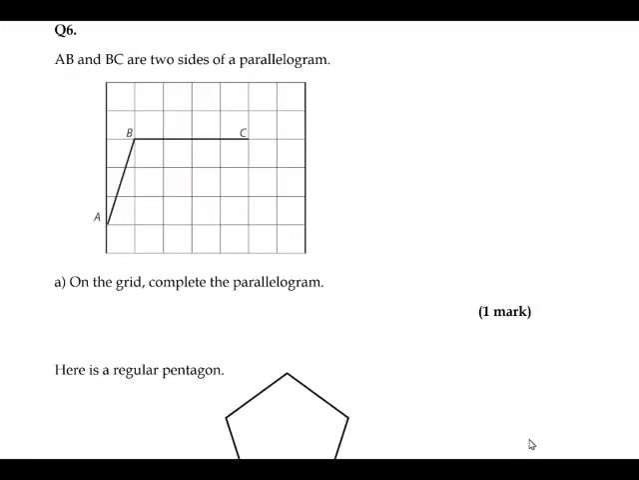Question 6. AB and BC are two sides of this parallelogram. On the grid, complete the parallelogram. So we need to go 3 down and 1 across from C. 1, 2, 3 down and 1 across. So that completes our parallelogram.